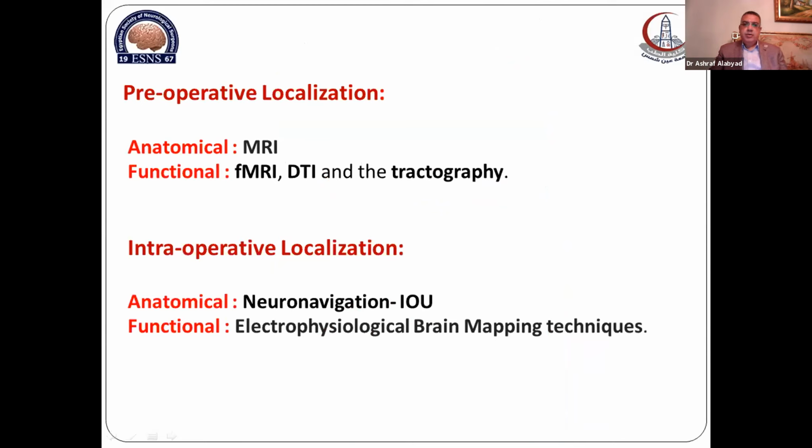Nowadays, there are a large number of techniques that can be used preoperatively to define the eloquent cortical areas and subcortical tracts, like functional MRI, DTI, and tractography. While intraoperative anatomical localization can be done using neuronavigation and intraoperative ultrasound, functional confirmation can be achieved by the electrophysiological brain mapping technique.